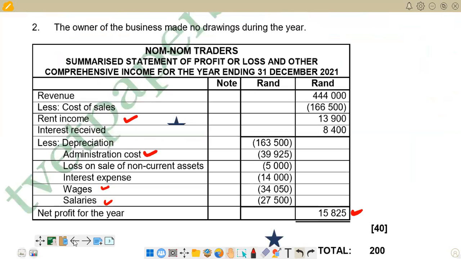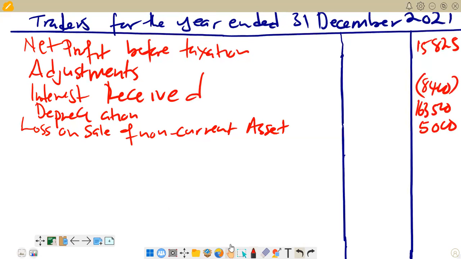Then after loss on sale, we can also go and check at other figures. Remember, we said interest received and interest expense, we adjust them. We have got 14,000 for interest expense. Here we are subtracting it, we are seeing that it's a subtraction here. So we are going to add it back to remove it. So just do the opposite.